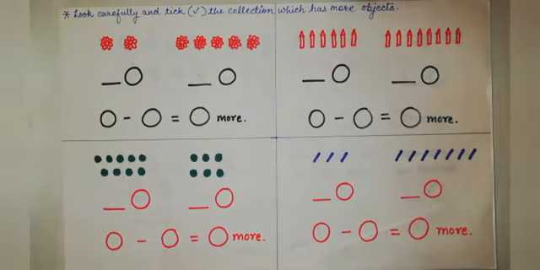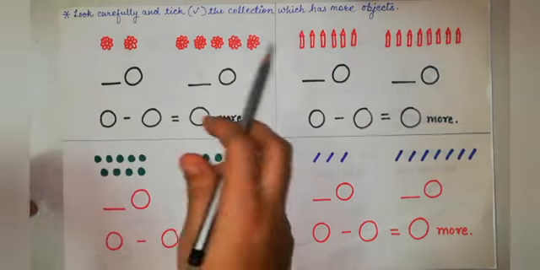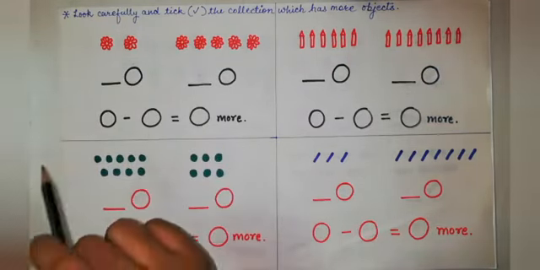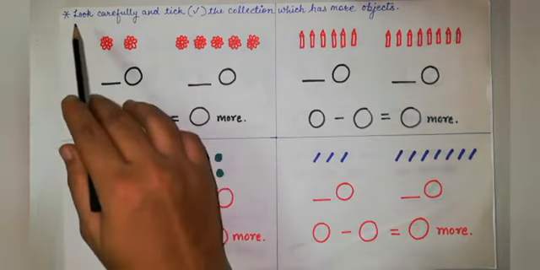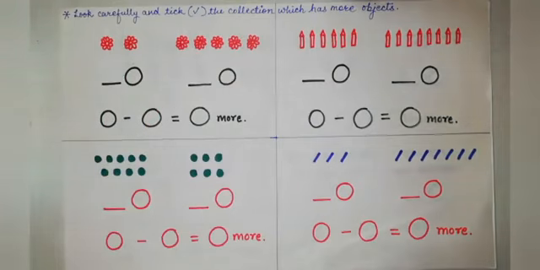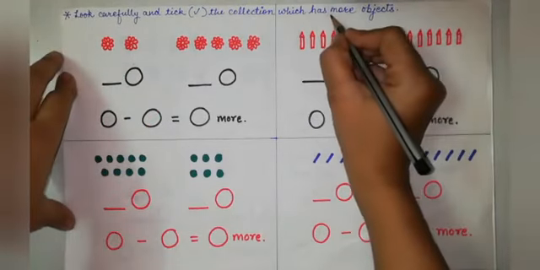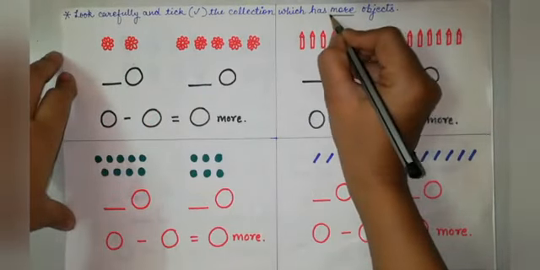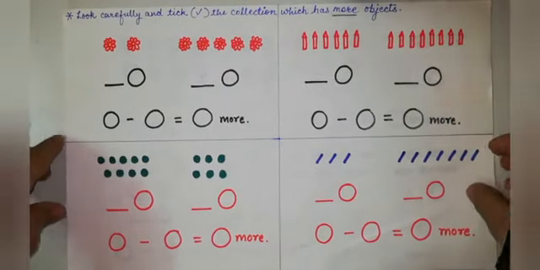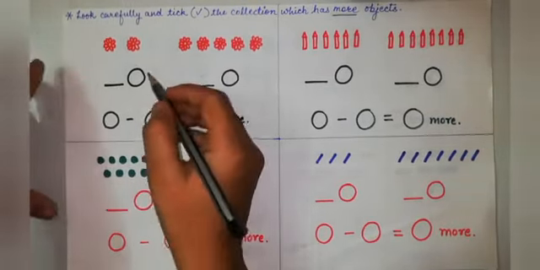Students, as you can see, some pictures are given. So before starting the examples, let's read out the question. Look carefully and tick the collection which has more objects. M-O-R-E, more objects. So let's try to solve the examples.